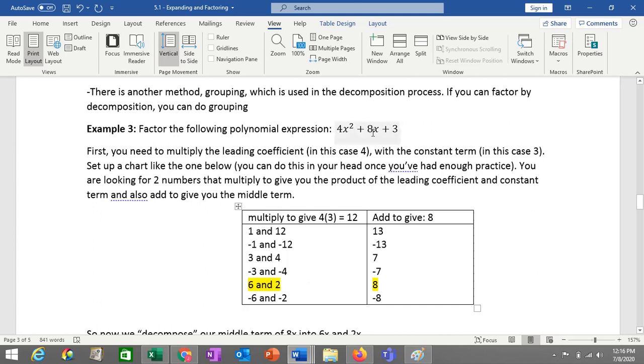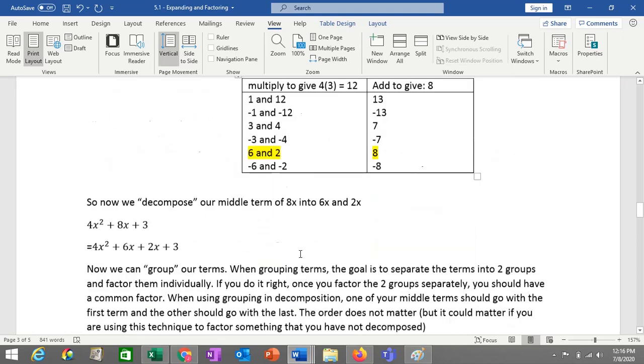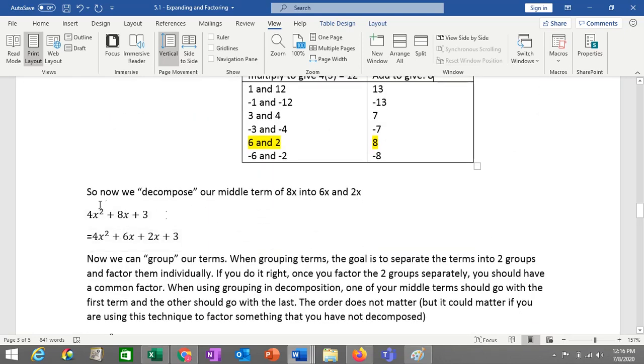We're going to break 8x apart into 6x plus 2x. Okay, so we do that here. So I take my 8x and I break it apart into 6x and 2x. I'm allowed to do that because I'm not changing the equation. This is still 8x, right? 6x plus 2x is still 8x. So now what you're going to do is you're going to be able to factor by grouping. Okay, when you have four terms like this, grouping is often used.